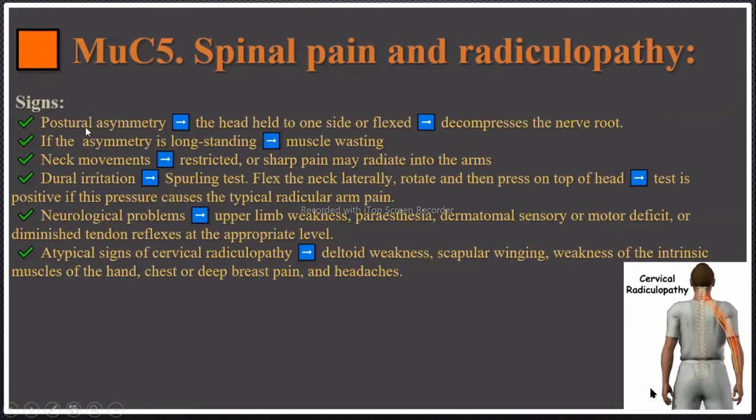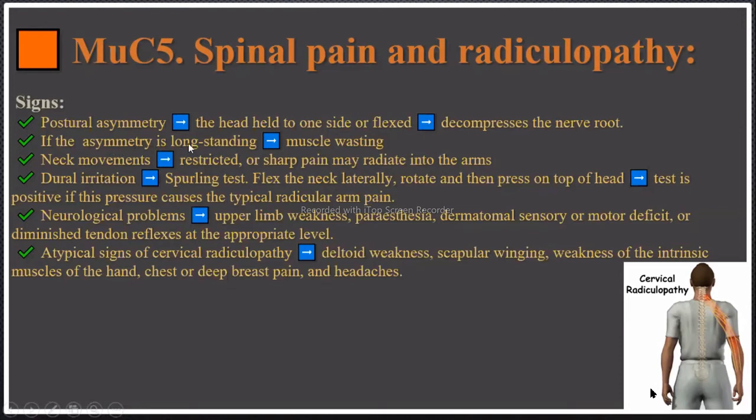Signs: postural asymmetry. You will find the patient is standing, but there is asymmetry. Maybe turned to the left side or turned to the right side. The head is held to one side or flexed. Why? To decompress the nerve root. The patient feels comfortable in this position because the patient has compression. He will do flexion or tilting of his neck because it will relieve the symptoms.